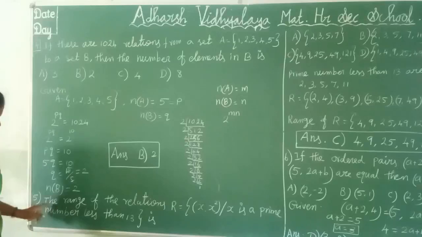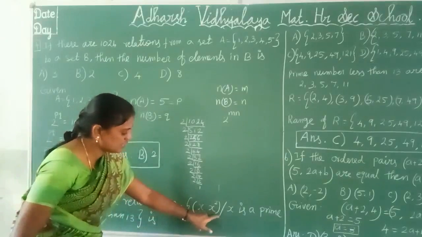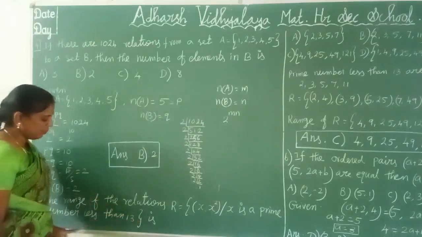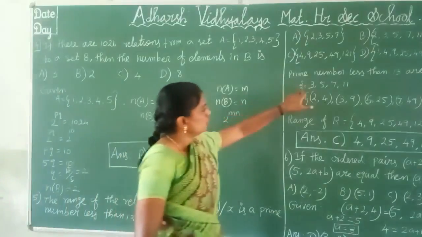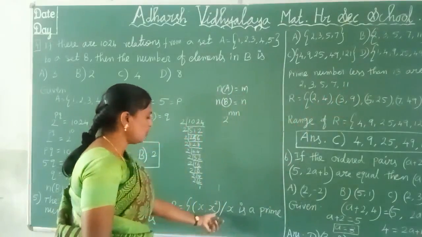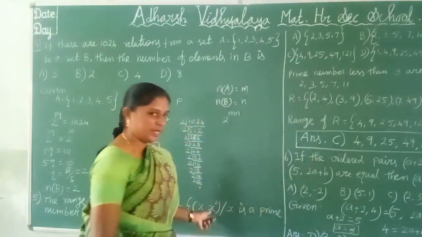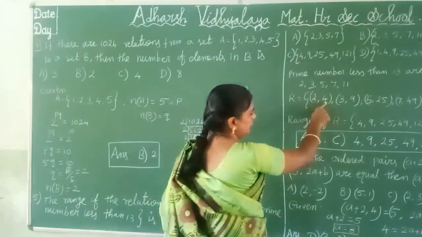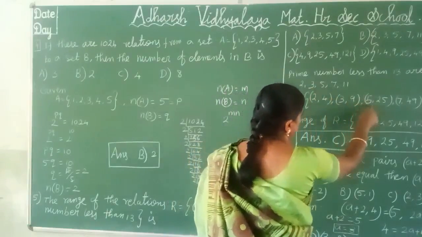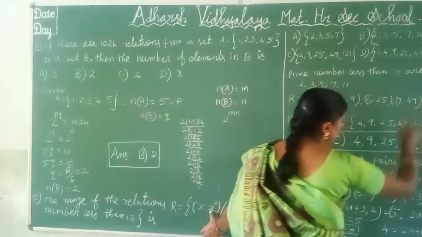Next one, fifth. The range of the relation R equal to the set of x comma x square such that x is a prime number less than 13. What are the prime numbers less than 13? 2, 3, 5, 7, 11. So here the relation is x to x square. First apply 2: x square is 2 square, 4. Next we take 3, 3 square 9. Next 5, 5 square 25. Next 7, 7 square 49. 11 means 11 square 121.